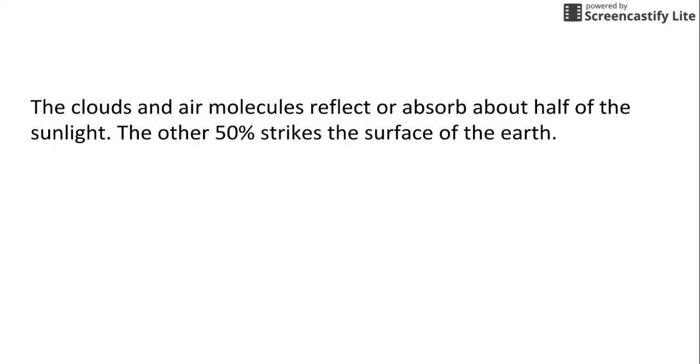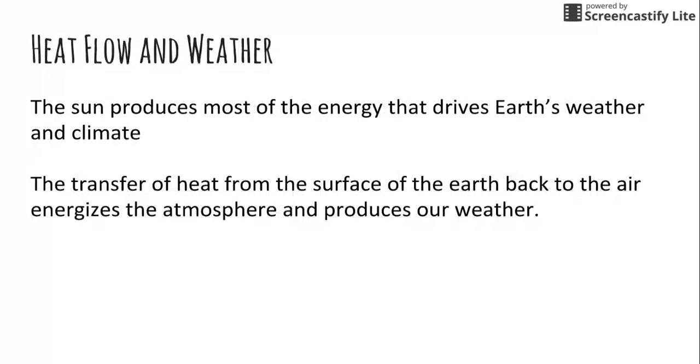So the clouds in the air molecules reflect or absorb about half of the sunlight, and the other 50% strikes the surface of the earth. The sun produces most of the energy that actually drives the Earth's weather and climate. So all of the energy that drives this entire climate system on Earth comes from mostly the sun. And the transfer of heat from the surface of the Earth back to the air energizes the atmosphere, and this then produces our weather because it's putting all of this energy when this heat is transferred from the surface back into the air.